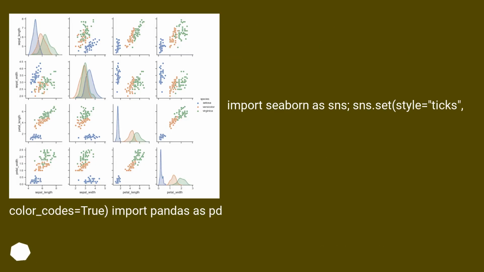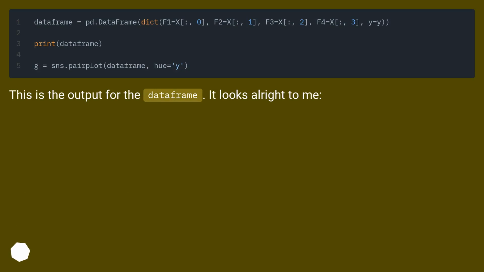import seaborn as sns, sns.set_style("ticks", color_codes=True), import pandas as pd. This is the output for the data frame. It looks alright to me.